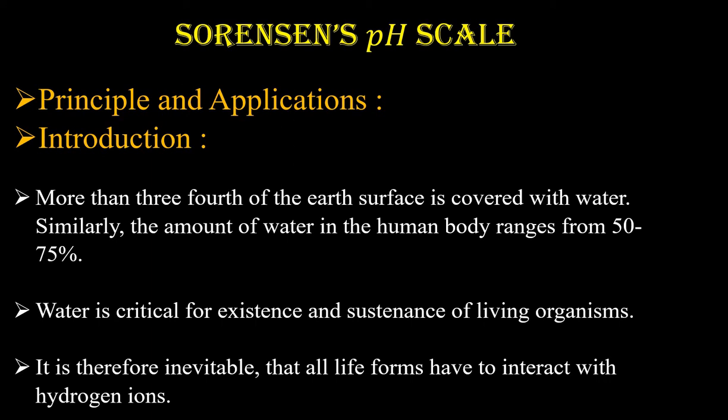More than three-fourths of the Earth's surface is covered with water. Similarly, the amount of water in the human body is approximately 70%, and the range is given as 50 to 75%. Water is critical for existence and survival of the living organism. That is, it is essential for existence and survival or sustenance of the living organism.